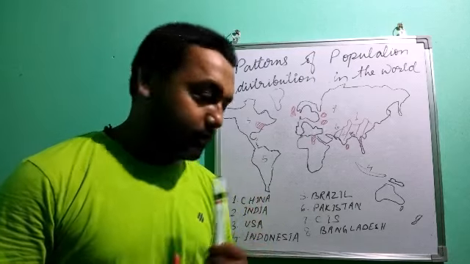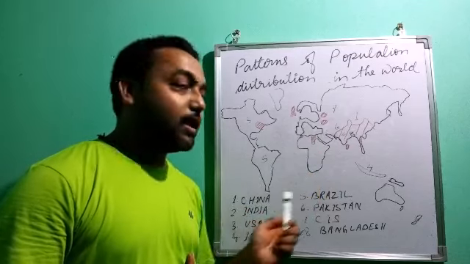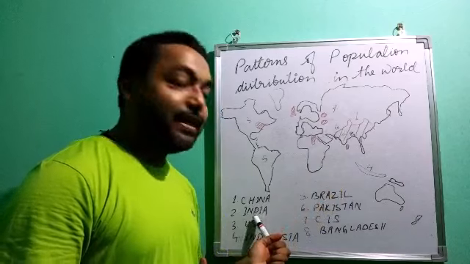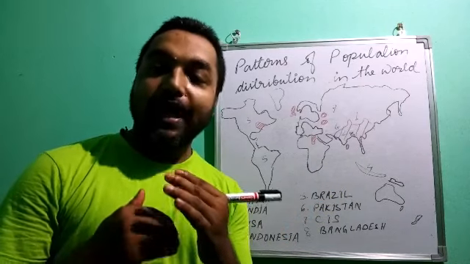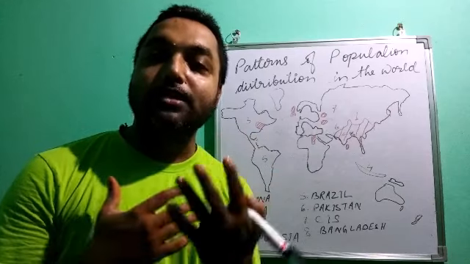So let us see which are the countries. First one is China. I have marked here given number 1 China. Here it is, China is here. So next is India. We know the first, the highest populated country in the world is China. Second populated country in the world is India.